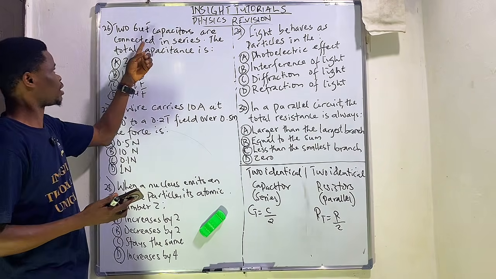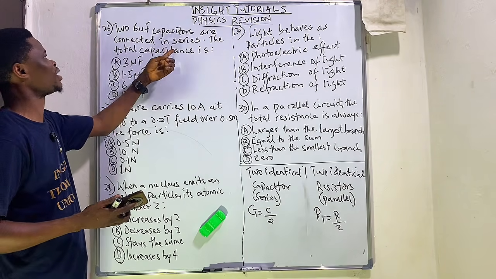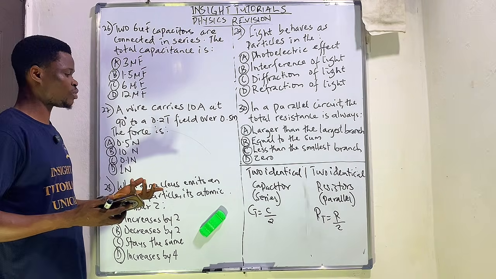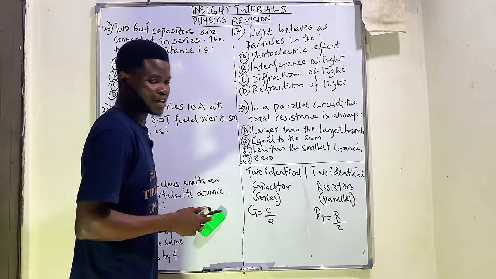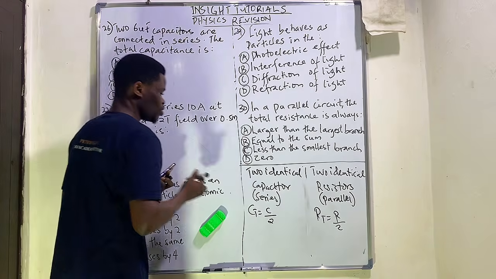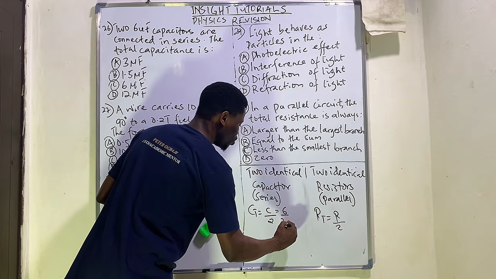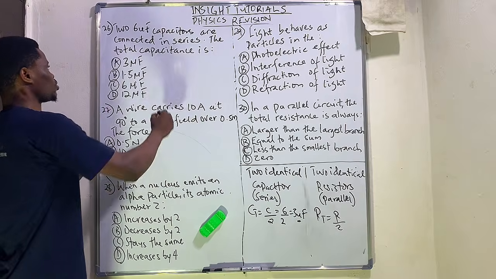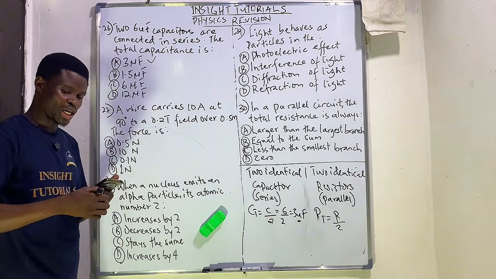So it happens that this particular question says 2 microfarad capacitors are connected in series. So the total capacitance is going to be equal to what? This divided by that. So this is 6. So we're going to simply say it is what? 6 all over 2, and it will be 3 microfarad. So the correct option to this question is option A.